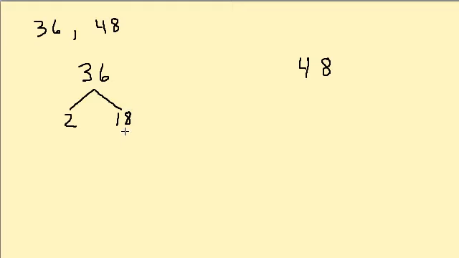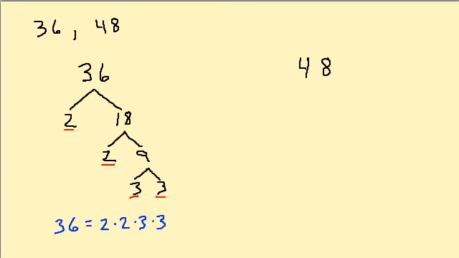Well, let's break 18 up. So 18 can be written as 2 times 9, and then 9 can be written as 3 times 3. So 36 written as a product of prime numbers would be 2 times 2 times 3 times 3. So we could write 36 as 2 times 2 times 3 times 3.